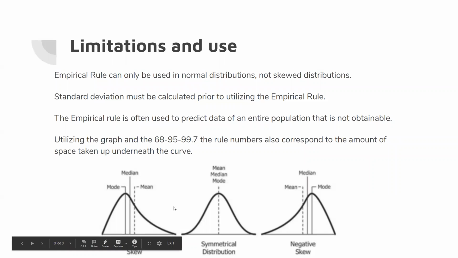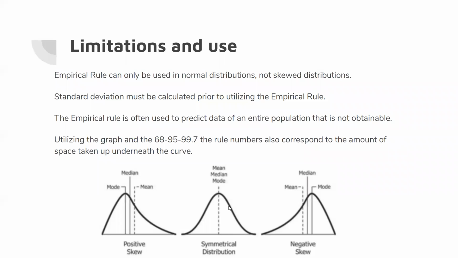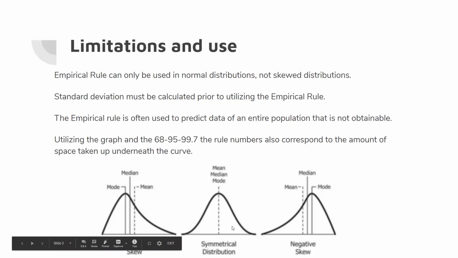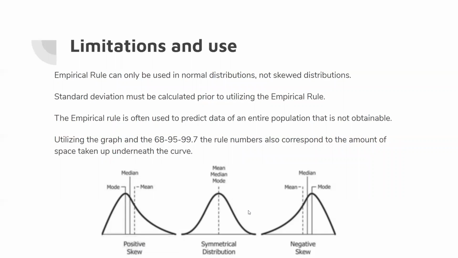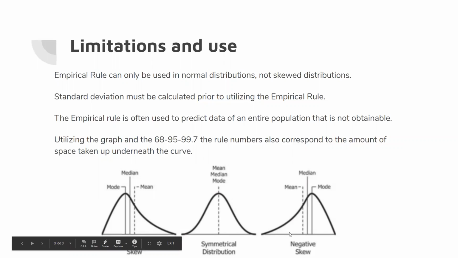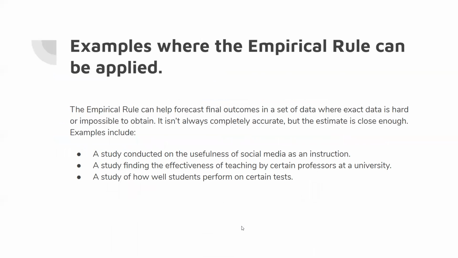This one has a positive skew, symmetrical distribution, and a negative skew. The symmetrical distribution is the only one in which we are able to use the empirical rule because of that distribution curve of the three standard deviations. The others we can't use because the mean, median, and mode are all at three different points, whether it's positively or negatively skewed. So that could create an issue, and also there's no symmetrical distribution of the three standard deviations.